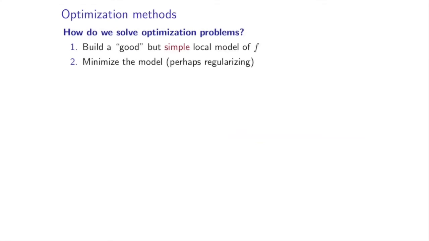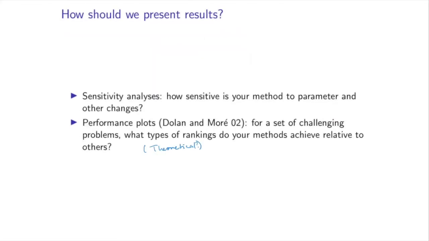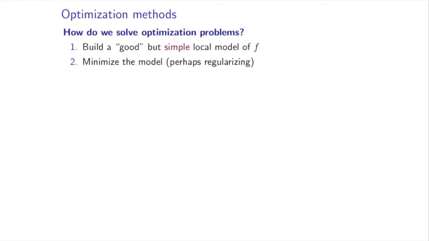So let me just give one example of this in some papers that we've done, trying to get at some of these ideas and understand them. In particular, I'm going to focus on the sensitivity analysis. How sensitive is your method to parameter and other changes? To do this, I need to set up a tiny bit of notation. So just ask, how do we solve optimization problems? Well, if I want to minimize a function f, I build a good but simple model of my function f, and then I minimize the model, maybe with some regularization.